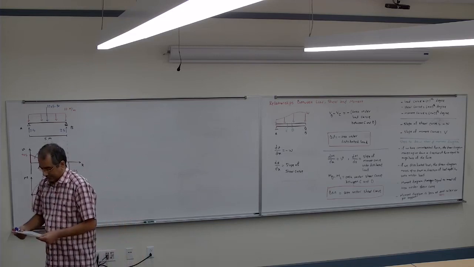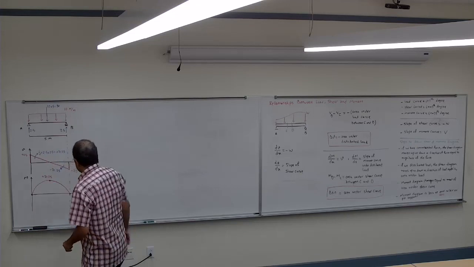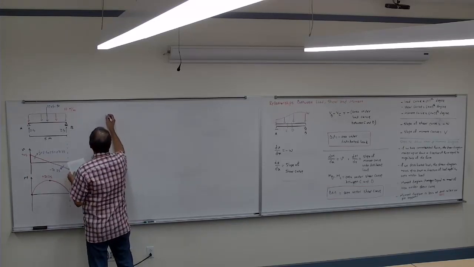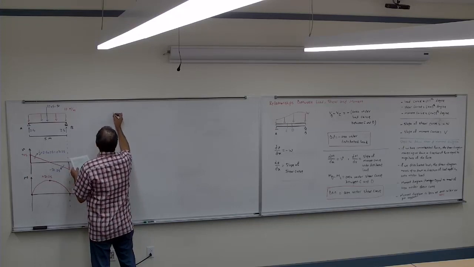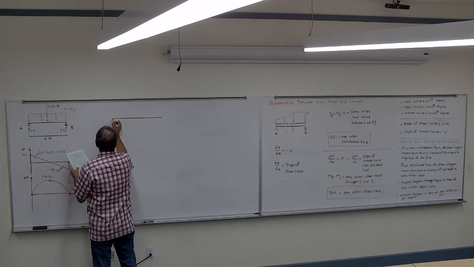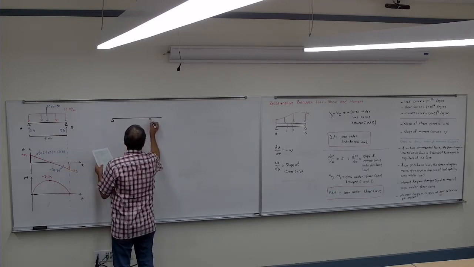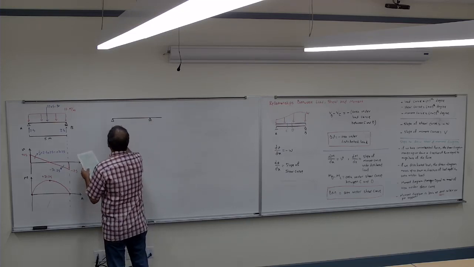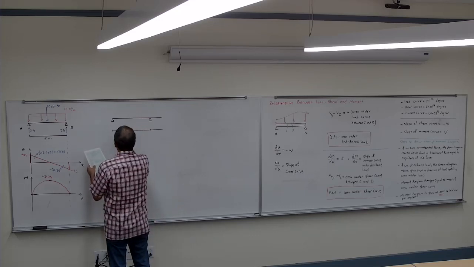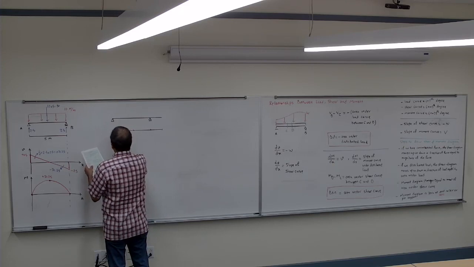So let's look at another example. It's a beam that goes from a support here and a roller support here, and those distances are 8, 10, 8, that's the A.